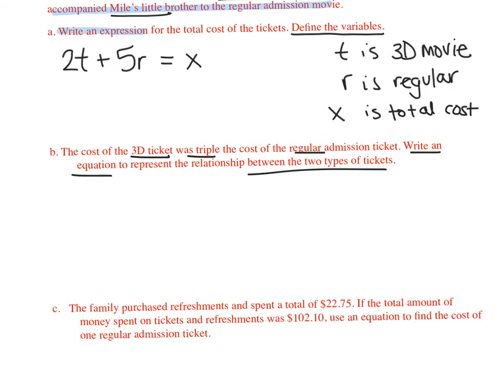Let's move on to B. Now we all know 3D movies are more expensive. Here it says it's triple the cost. So instead of using a T, we could say it's actually 3 of the regular. For 1 T, it's 3 regular. Now we can move on to C where we actually solve.